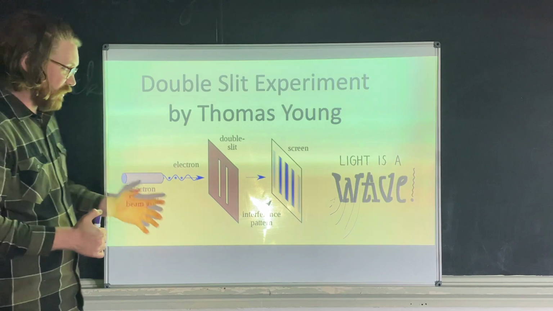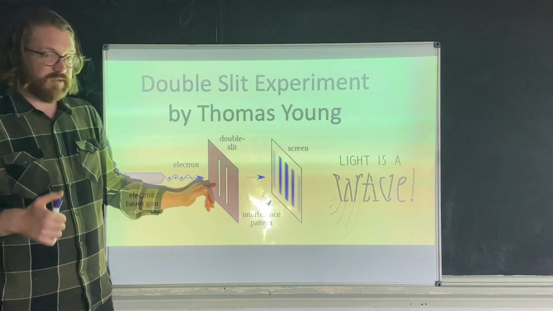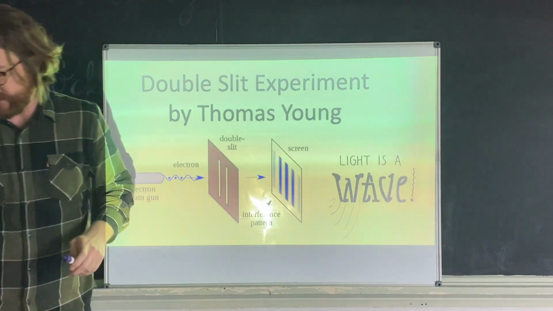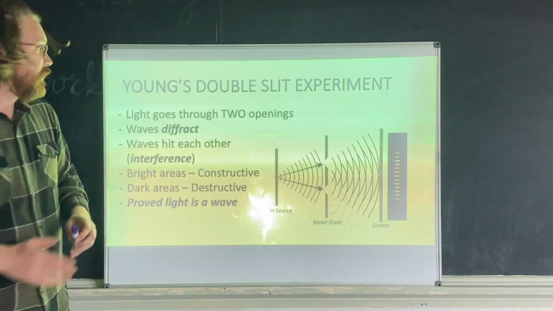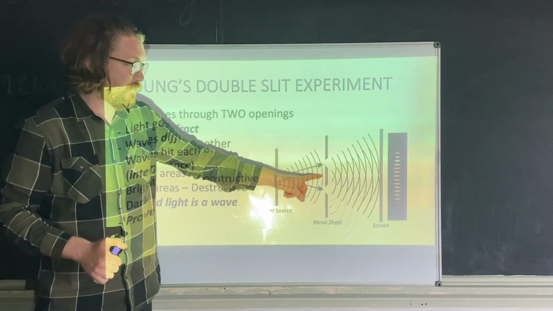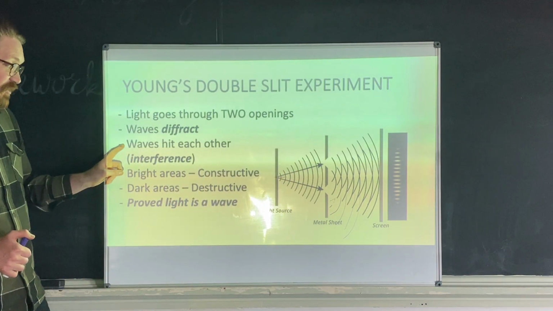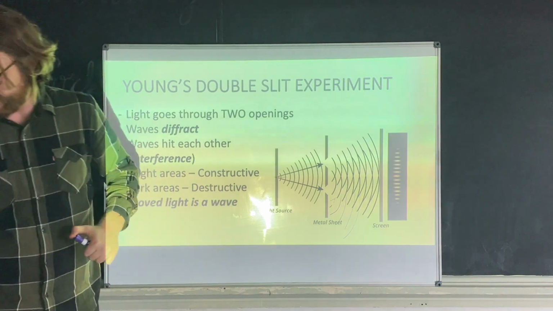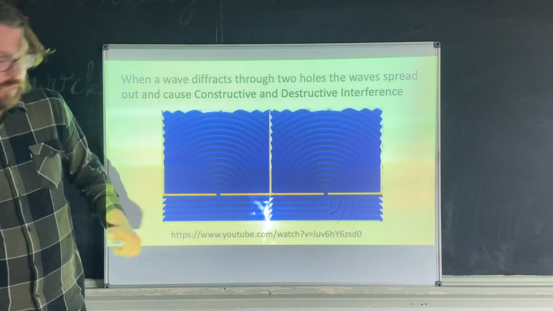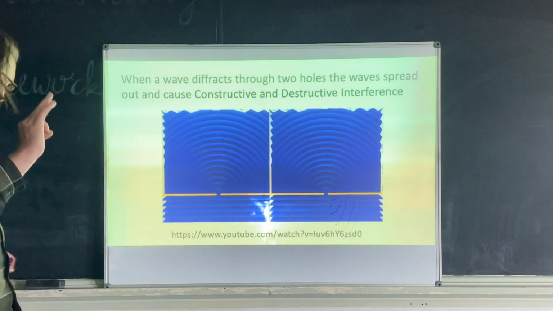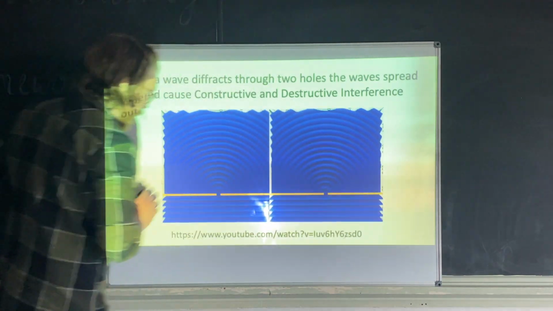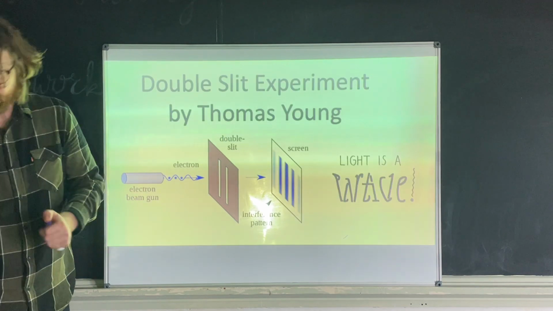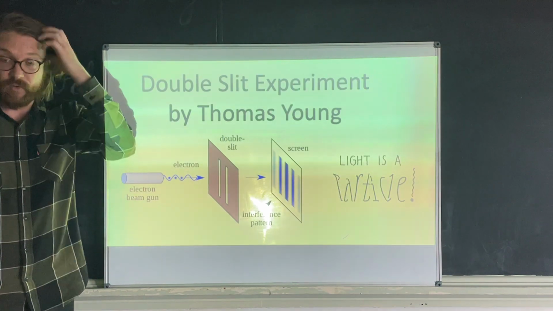Okay, so this is half of the equation. Again, we shoot some electrons or some light through this double slit, and on the screen we see multiple bands. Because what we're seeing here is that first the wave is diffracted when it goes through the openings, and then they hit each other, and the bright areas are constructive interference, the dark areas are destructive interference. If you would like to watch a great video about this, the YouTube video right here is excellent. I highly recommend clicking on that in your PowerPoint presentation. So Mr. Young proved that light is in fact a wave.